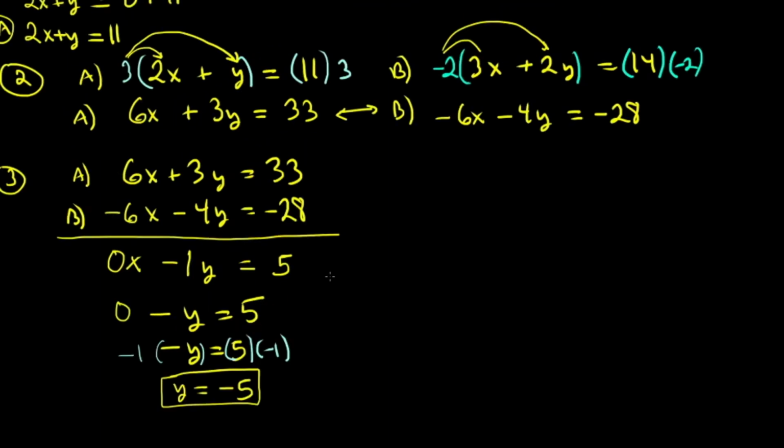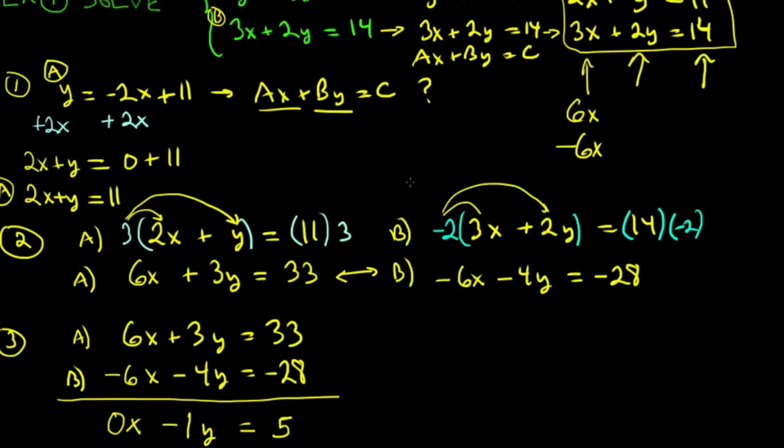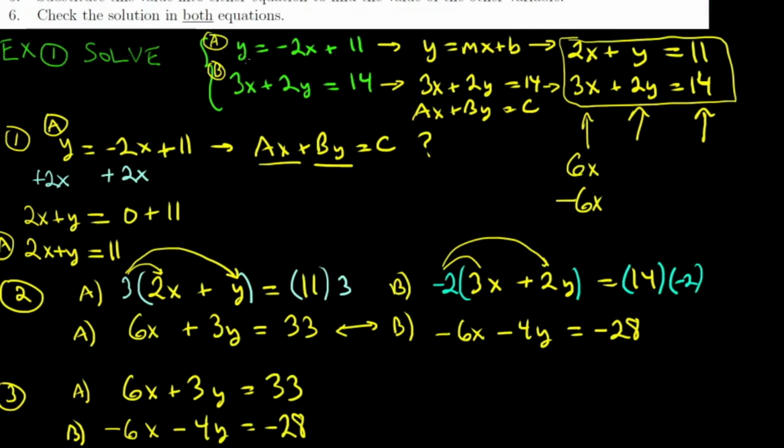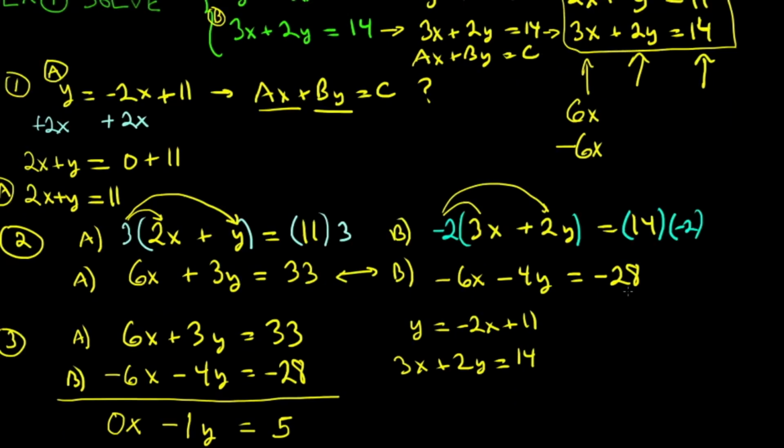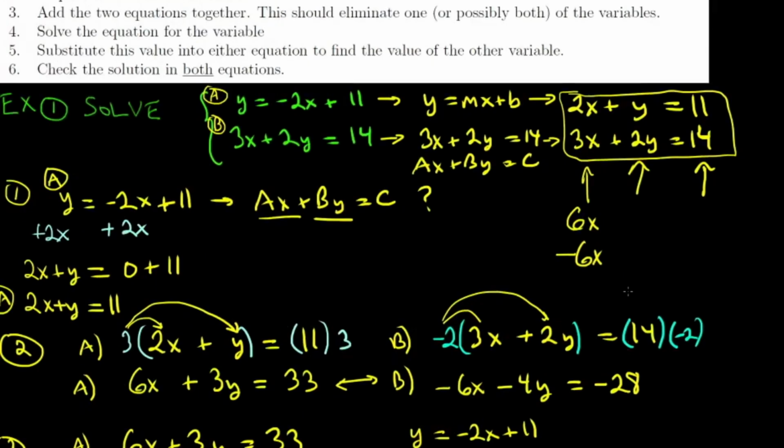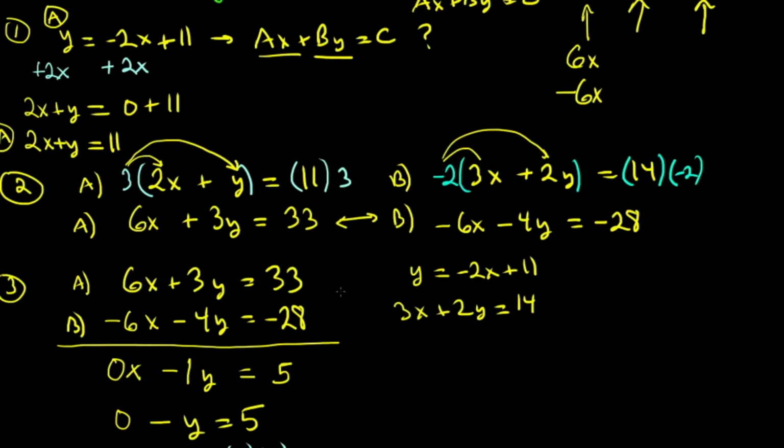Okay, so now how do we find x? Let's go back to one of the two original equations. We have y equals negative 2x plus 11, or we have 3x plus 2y equals 14. So those were the original equations, right? Those were before I multiplied by the 3 and the negative 2. Right? So in step 4, what we essentially want to do is solve for the other variable here. So this will be my step 4 now.